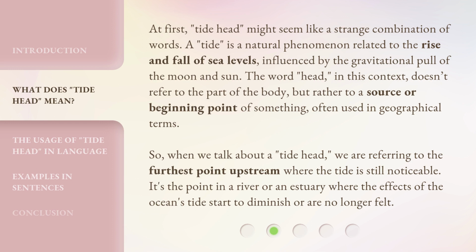So, when we talk about a tide head, we are referring to the furthest point upstream where the tide is still noticeable. It's the point in a river or an estuary where the effects of the ocean's tide start to diminish or are no longer felt.